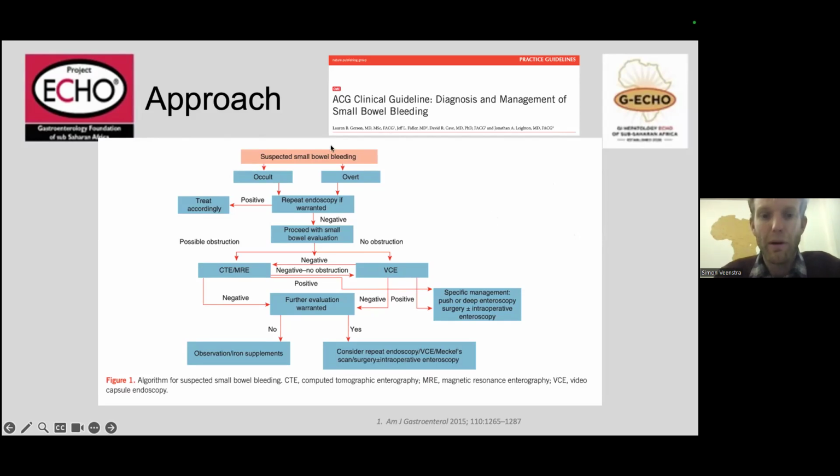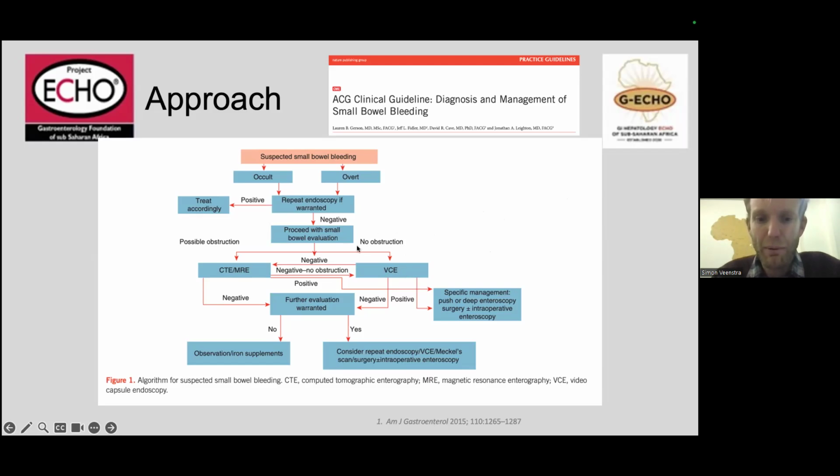And there's a few differences between that and the other guideline, which is from the ESGE, which I'll show shortly. But in here, they suggest, whether it be occult or overt, that one should consider a repeat endoscopy, and only if that was negative, then to proceed with dedicated small bowel evaluation. If you were concerned for any obstruction, then to first perform cross-sectional imaging, either with a CT or an MRI, and then proceed to video capsule, or if you weren't concerned for any obstruction, then to proceed directly to video capsule endoscopy.